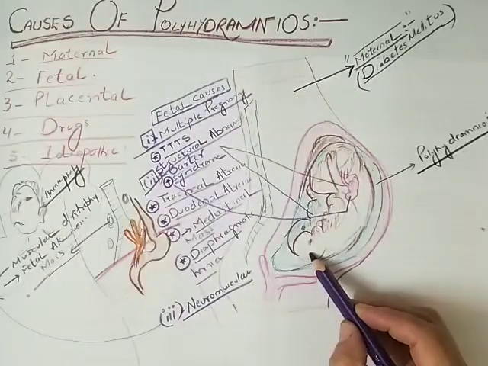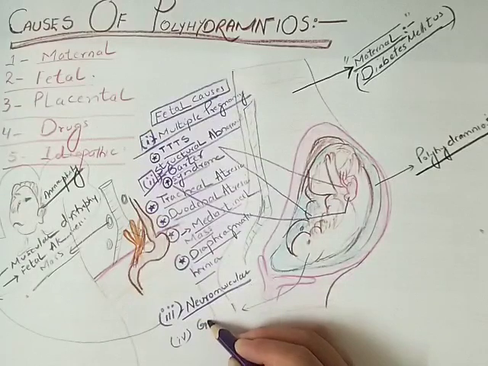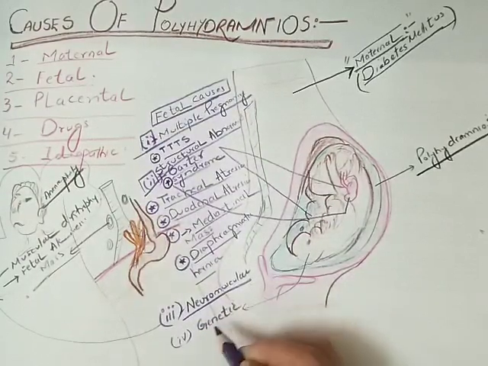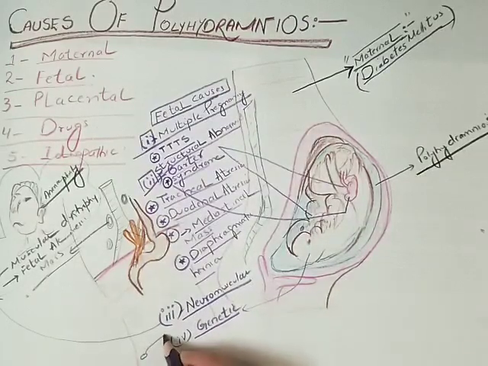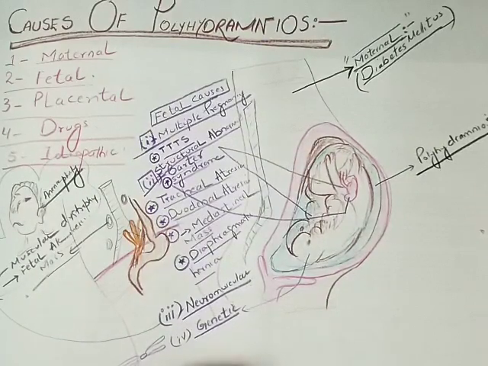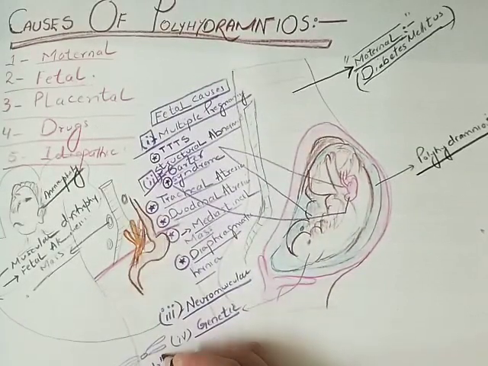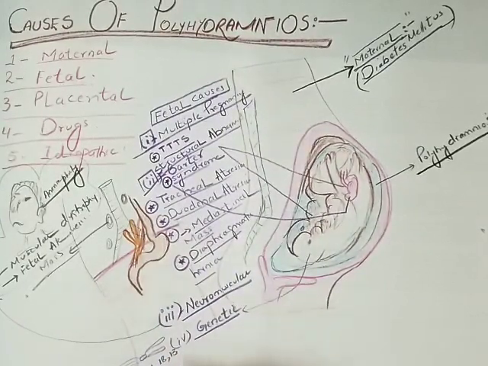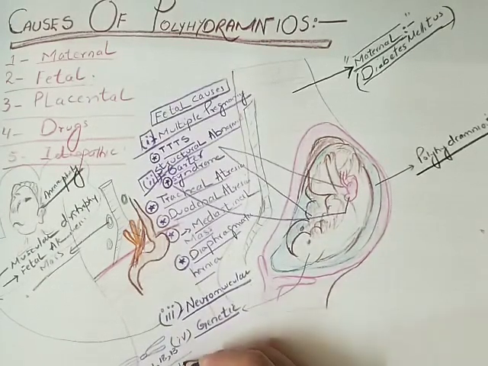Another thing which we need to remember in this fetus are those of genetic causes. Certain genetic causes can result in polyhydramnios, and those genetic causes include the chromosomal abnormalities like trisomy 21, 18, and 13, and we have certain non-immune hydrops.